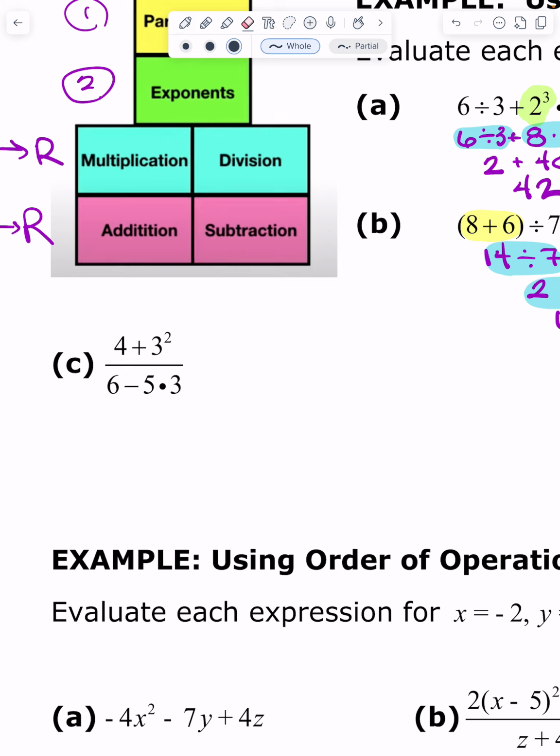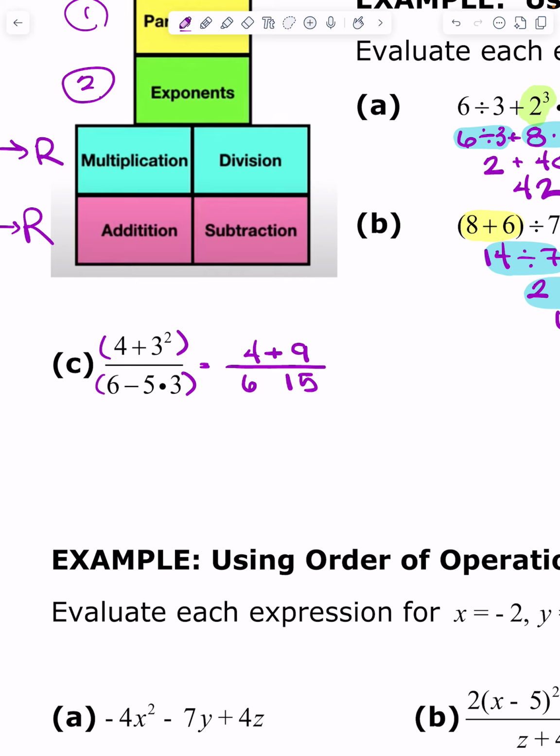Okay, so we're back. Important to remember that the division bar kind of works like parentheses. It's like having parentheses around the numerator and around the denominator, so I'm going to do those first. In my numerator, I've got 4 plus 3 squared. I've got to take care of that exponent. 3 to the second is 3 times 3, which is 9. And in the denominator, I have 6 minus 5 times 3. I've got to do the multiplication first. That's 15. My 6 minus stays in there. 4 plus 9 is 13. 6 minus 15 is negative 9.